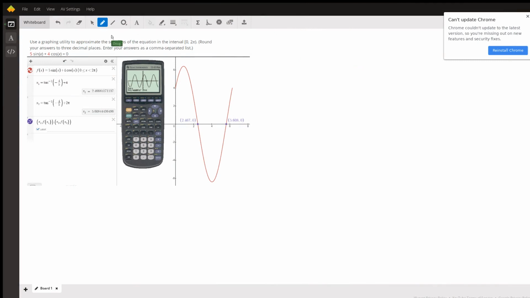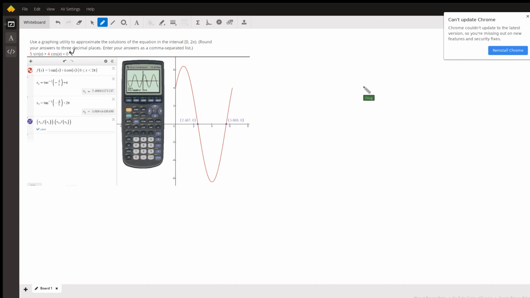Okay, I know your question. You posed two questions, two different equations. We're just going to look at this one in this video. How do you find the value of x that sets 5 sine of x plus 4 cosine of x equal to 0 using a graphing utility?